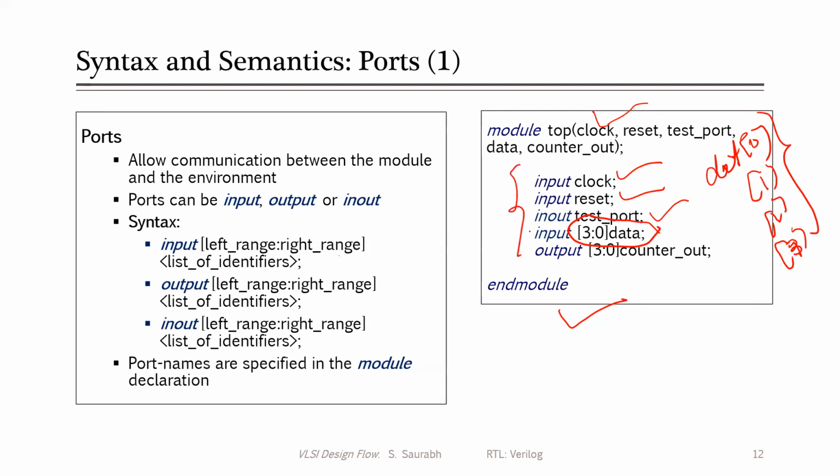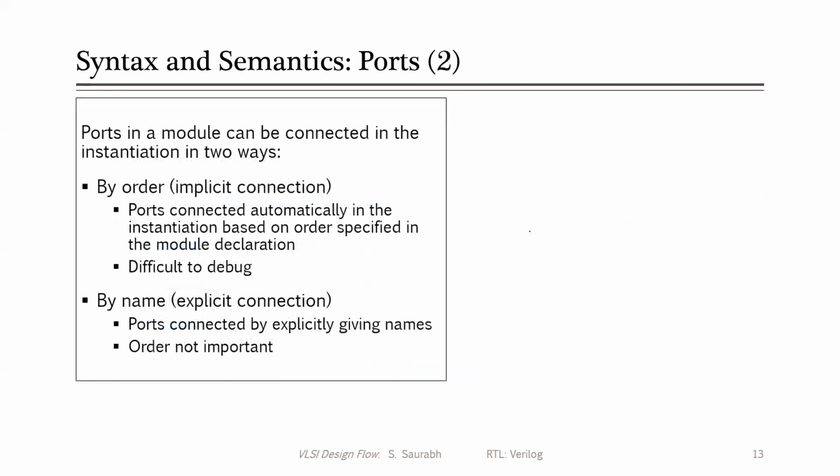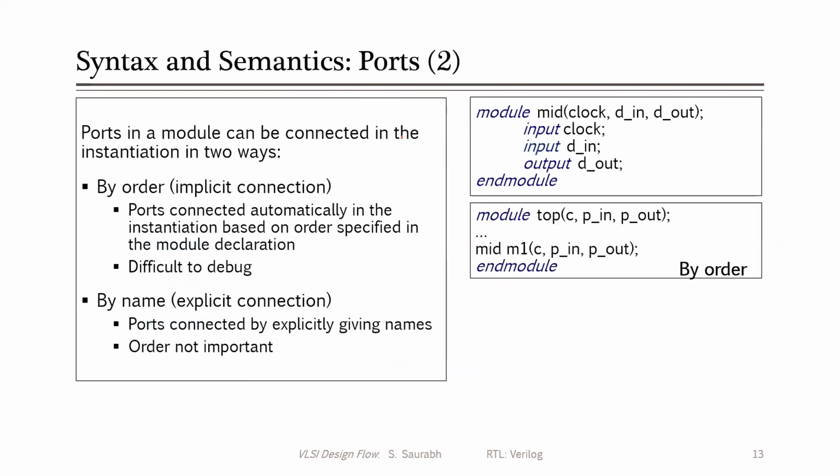Now, ports in a module can be connected in the instantiation in two ways. Yesterday we saw how instantiation is created, but Verilog provides that you can instantiate by order or by name. If you don't put the pin name directly, it will pick by order. For example, if you create an instance of module mid in the top module and just write C, P in, and P out, then implicitly C is connected to clock, P in to D in, and P out to D out. This is by order.